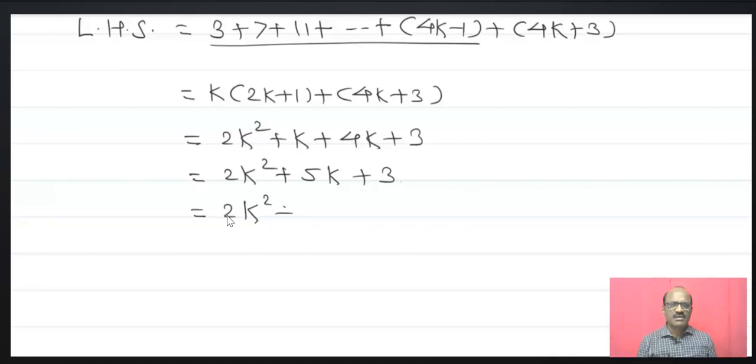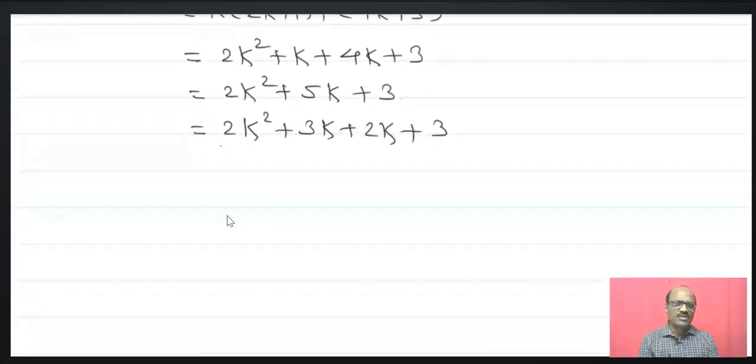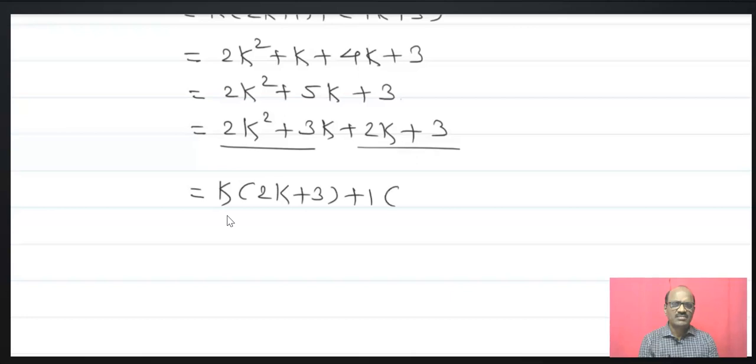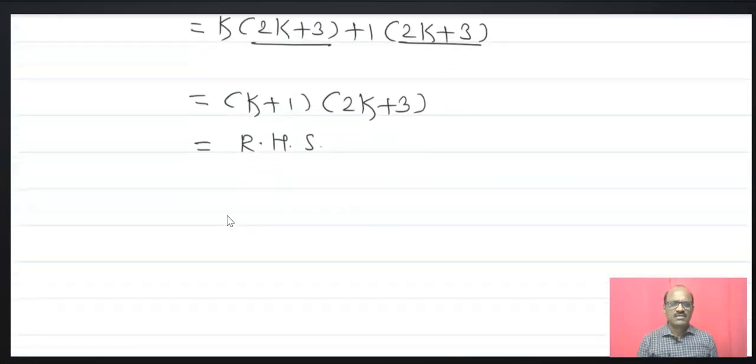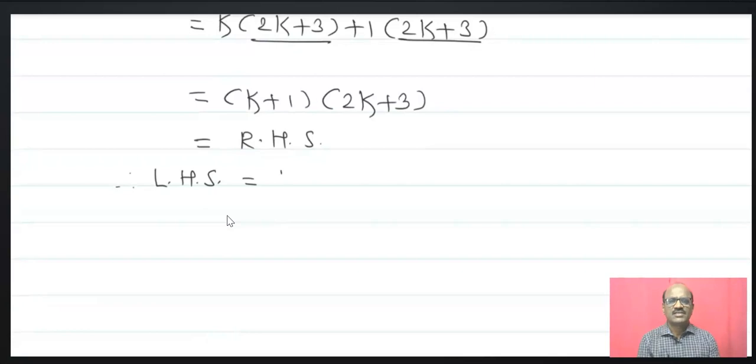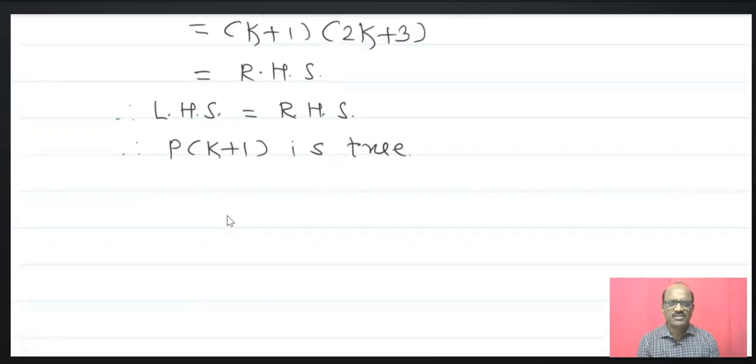Therefore, you can factorize this. The product is 6, and with normal factorization for the quadratic equation, we get k(2k plus 3) plus 1(2k plus 3). That is 2k plus 3, and in the next bracket you will get k plus 1. Therefore, LHS is equal to RHS, and hence we generalize the result in step number 4. That is, P of k plus 1 is true.